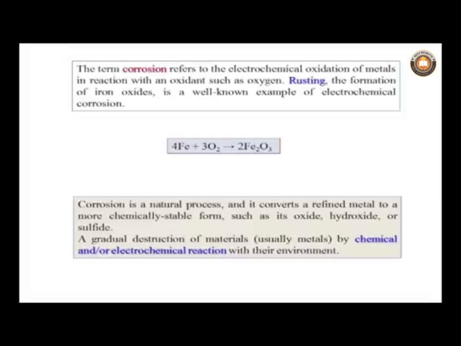So, all these reactions lead to the formation of Fe2O3, by some chemical or electrochemical reaction. Corrosion is a natural process that converts a refined metal to a more chemically stable form, such as oxides, which we get as ores or minerals, or sometimes sulfides. The gradual destruction of these materials by the environment, that means the presence of water and oxygen molecules, gives us a typical example of a redox reaction. Okay, thank you.